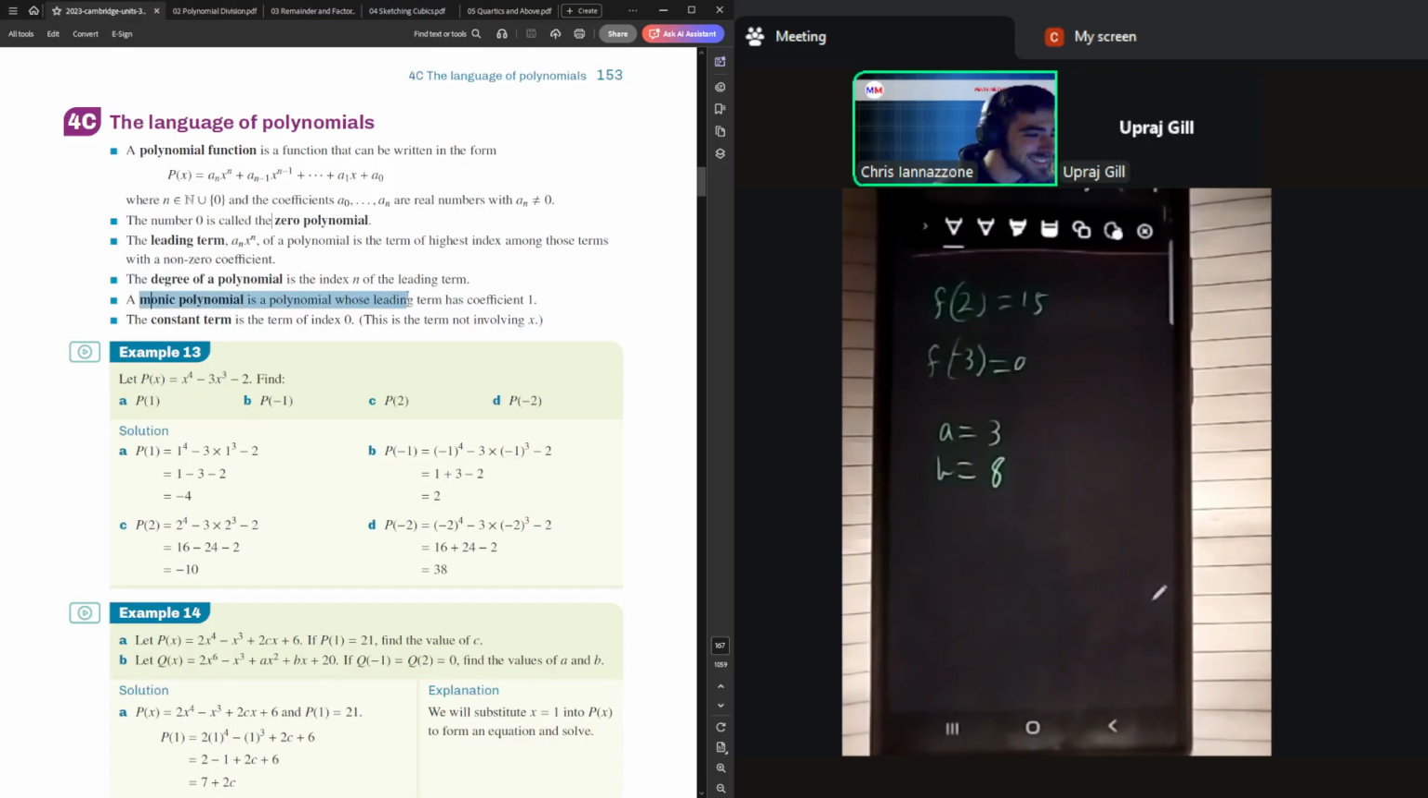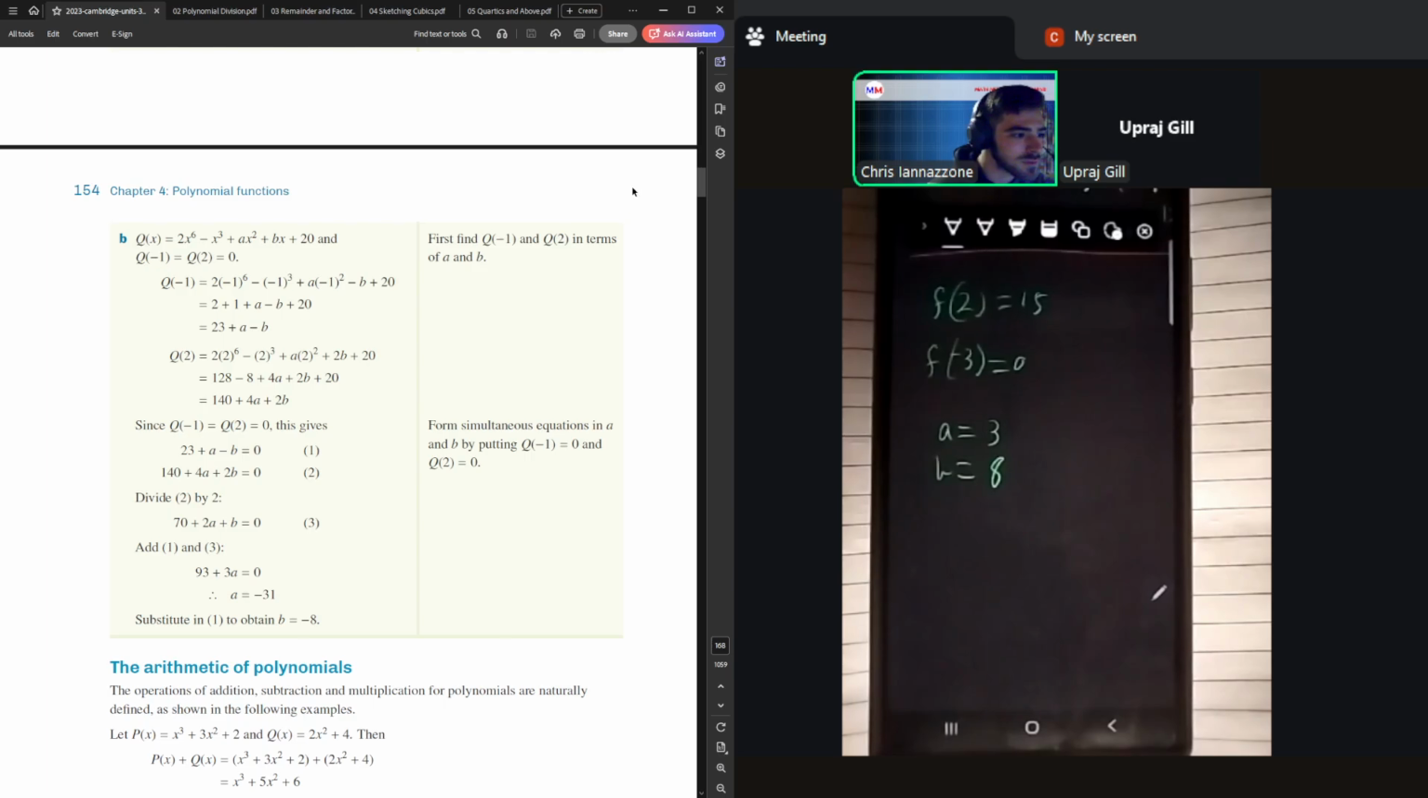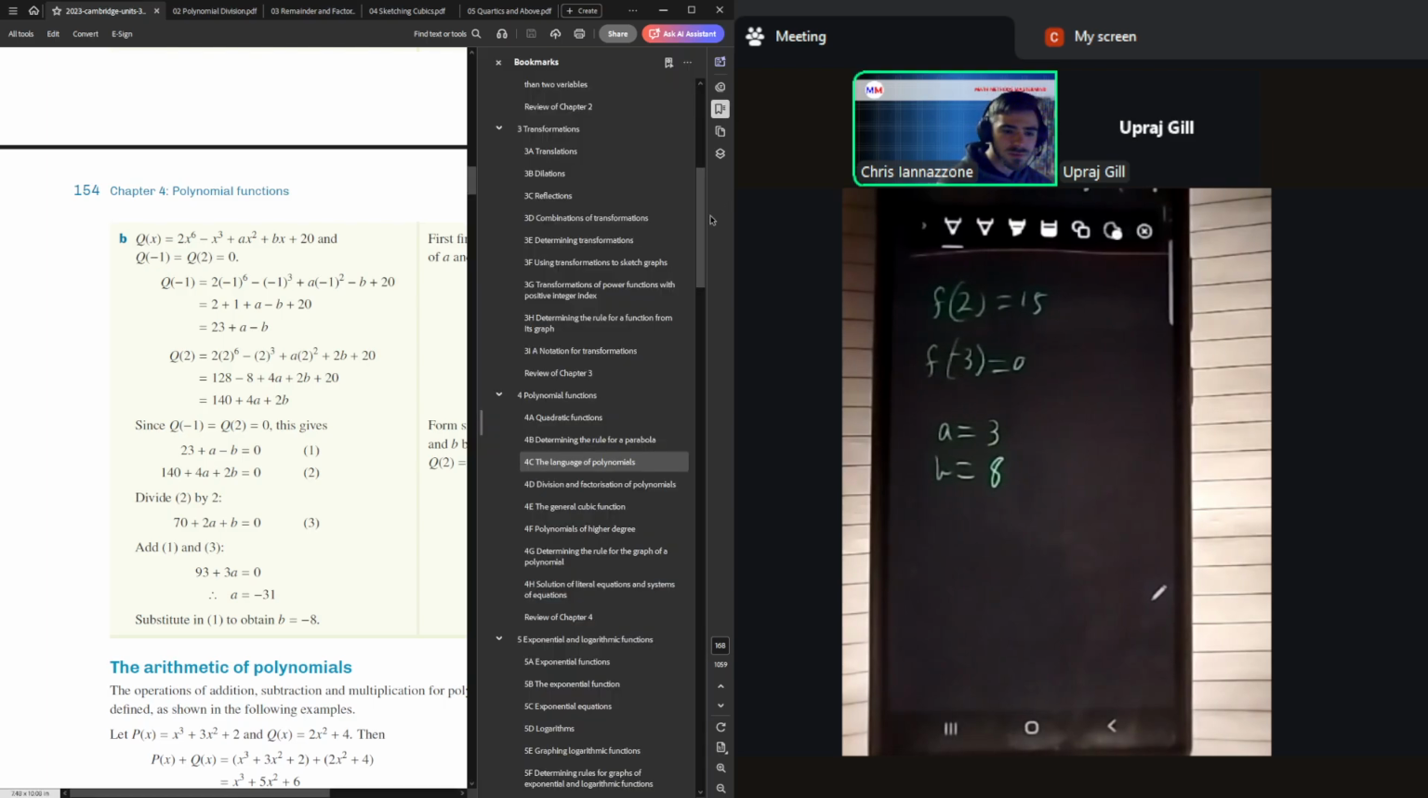Nice. Interesting. Hey, look at that, I did get it right. Monic polynomial, leading term coefficient 1. Nice. Yeah, I mean, it made sense. They had different names. They behave very differently to the rest of the polynomials. Obviously, they've got asymptotes and all sorts of different behaviors. So it makes sense why they'd be their own sort of category. Yeah, fair enough.